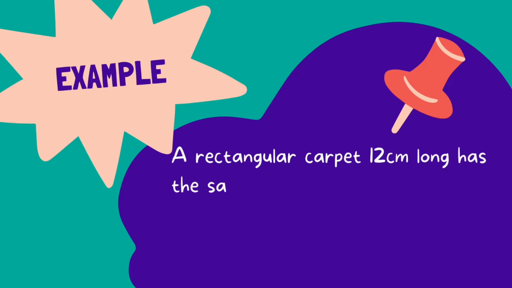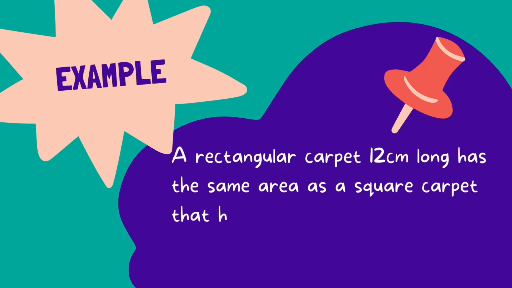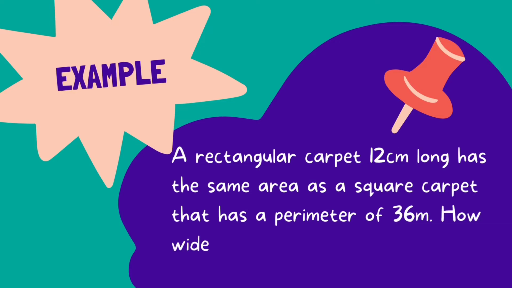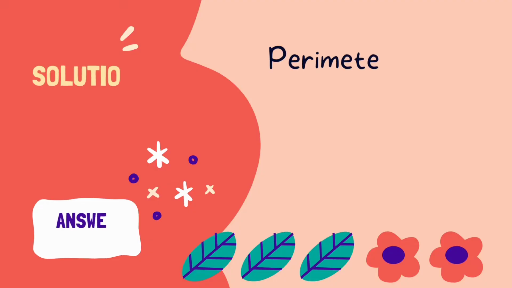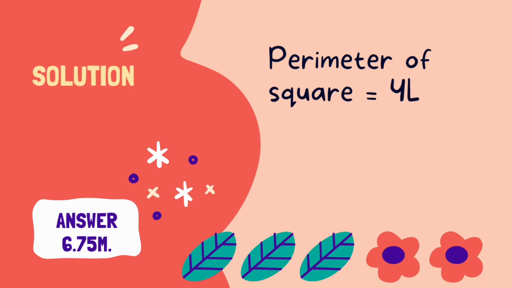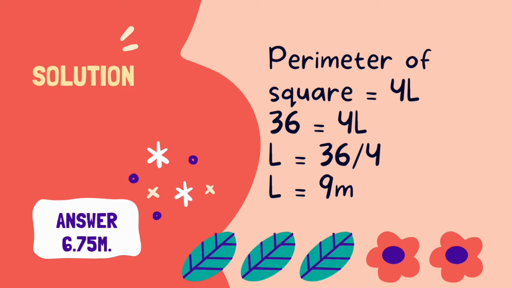A rectangular carpet that is 12 cm long has the same area as a square carpet that has a perimeter of 36 meters. How wide is the rectangular carpet? So the first thing we are going to do is to deduce the length of the square. The perimeter of a square is 4L, and so when you divide the perimeter by 4, you are going to have the length of the square to be 9 meters.